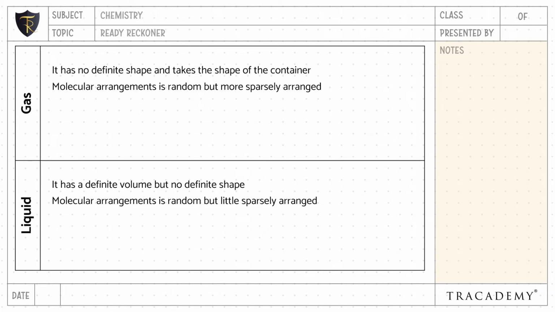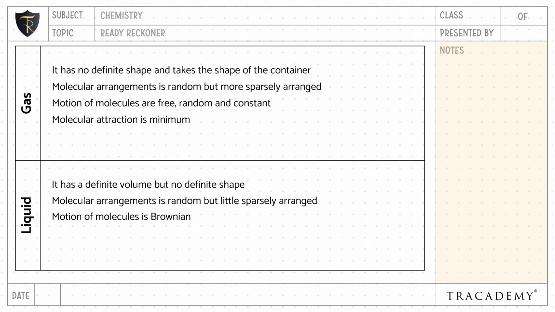The motion of molecules is free, random and constant in gas, whereas the motion of molecules is Brownian in liquid. The molecular attraction is minimum in the gas state, whereas the molecular attraction is medium in the liquid state. Both gas and liquid need a container to store them.